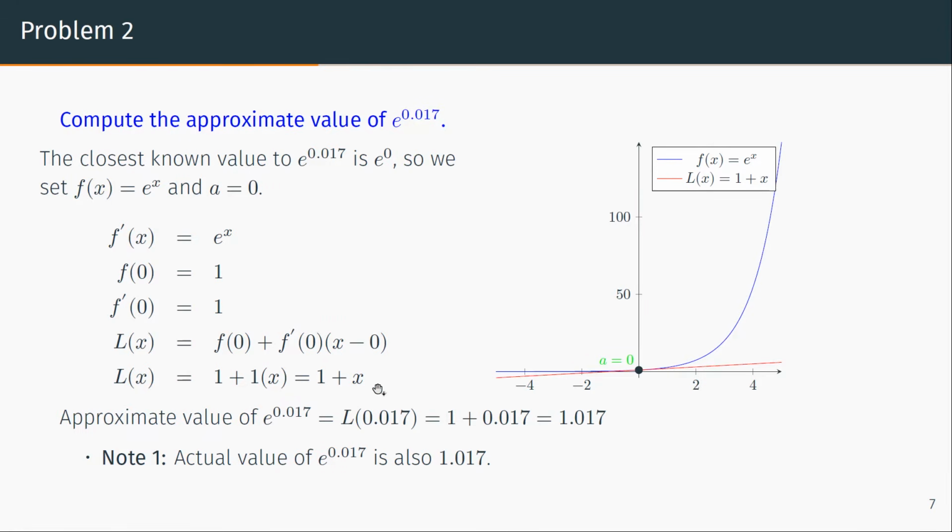Now again, if we go far away from this point 0, there would be some difference between the approximated value and the actual value. Let's say we put x is equal to 1. So L of 1 will give us 2, while the actual value is 2.718. So that's the gap that we obtain. That's because there is a difference between 0 and 1 as compared to the gap between 0 and 0.017. So if we stay near 0, we'll be able to approximate well.